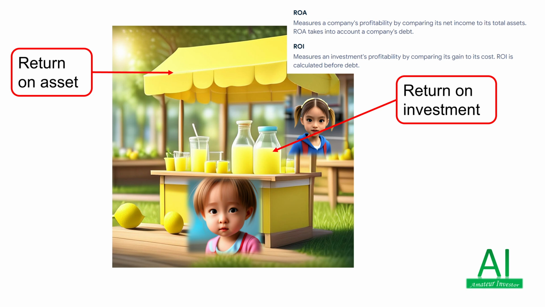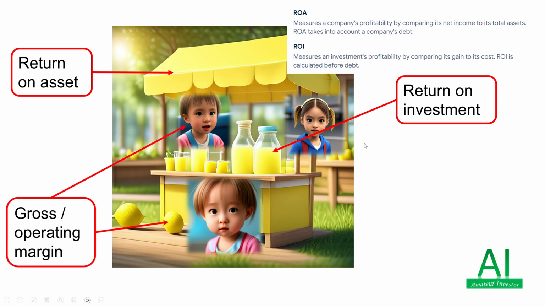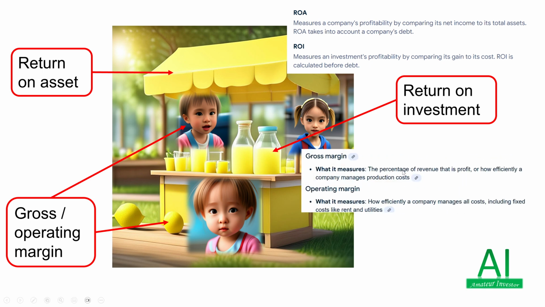Now, sometimes you get, hopefully, customers, and you might have to employ people to help you produce more products or services. This comes under gross or operating margin. Gross margin is the percentage of revenue that is profit, or how efficiently a company manages production cost. The difference between gross margin and operating margin is that operating margin measures how efficiently a company manages all costs, including fixed costs like rent and utilities. So hopefully that gives you a bit of an insight into return on assets, return on investment, gross and operating margin. So I would definitely say that at least have one of return on asset or return on investment, and again, one of gross margin or operating margin.